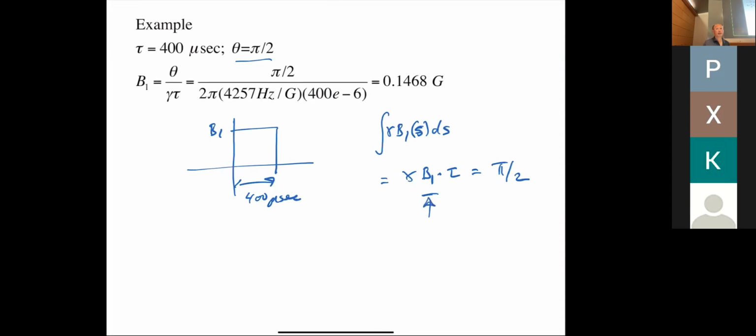You're typically given what gamma is. Here, gamma over 2 pi: what I typically remember is gamma over 2 pi equals 4257 hertz per Gauss. That's the number I just keep in my head. The book uses 4258. You'll be given that on all the problems. Like on the homework set, actually, is it posted?